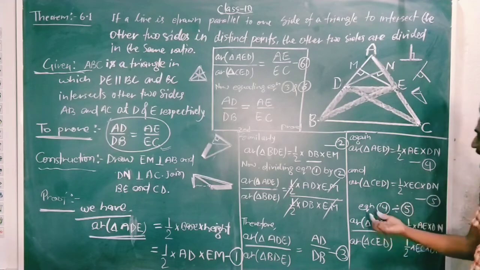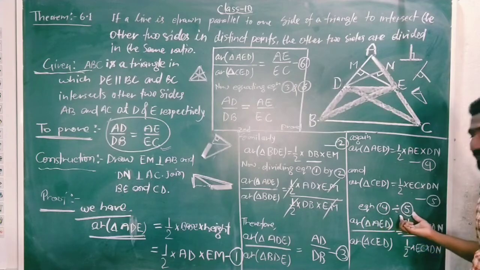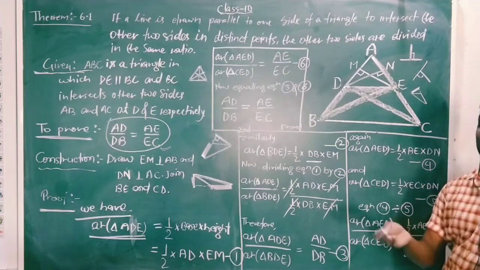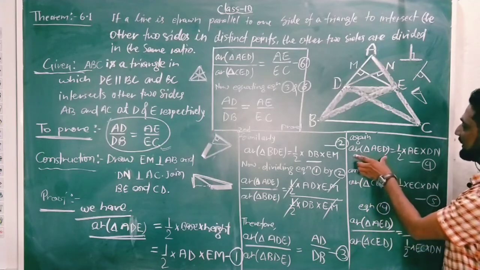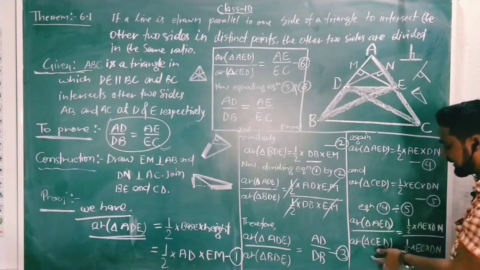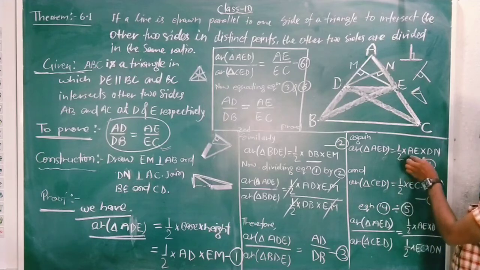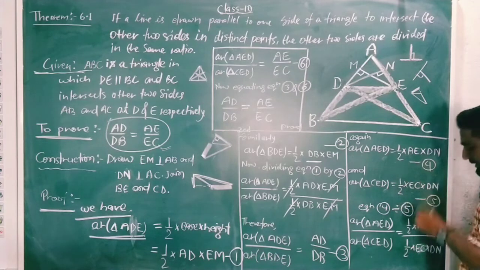तो will write here equation number 4 divided by equation number 5, और divide करेंगे तो as you know LHS will be by LHS, RHS will be by RHS. So area of triangle AED upon area of triangle CED, it's written here: 1 half into A into DN upon half into EC into DN.